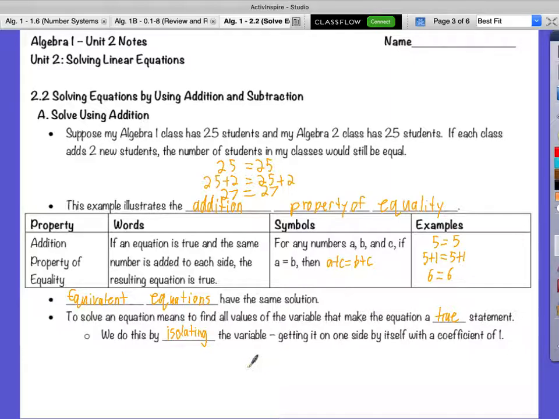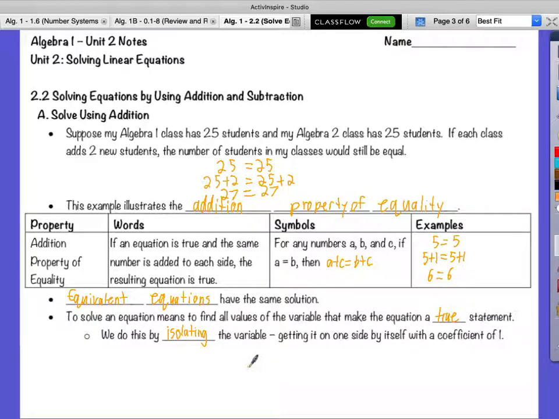Yeah, taking something by itself. What's an example you guys have heard of isolating? People in the powder room are isolated, right? They're away from the general student population, they're more by themselves.